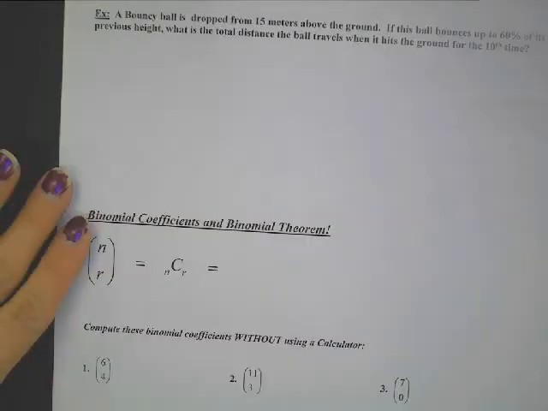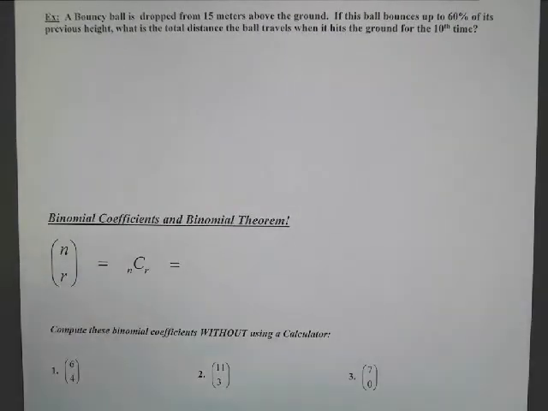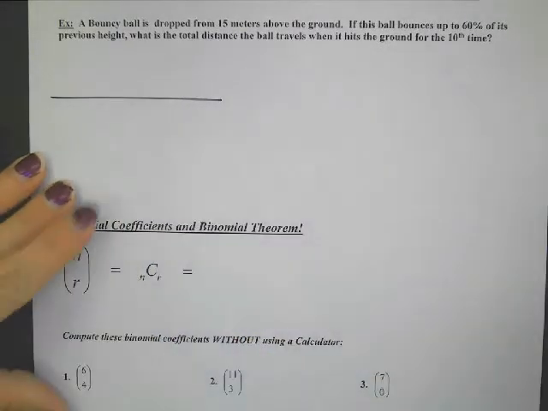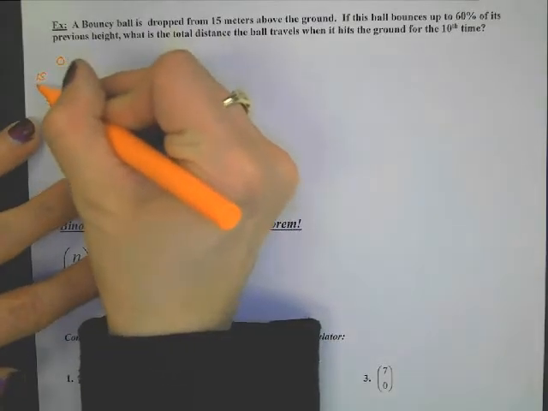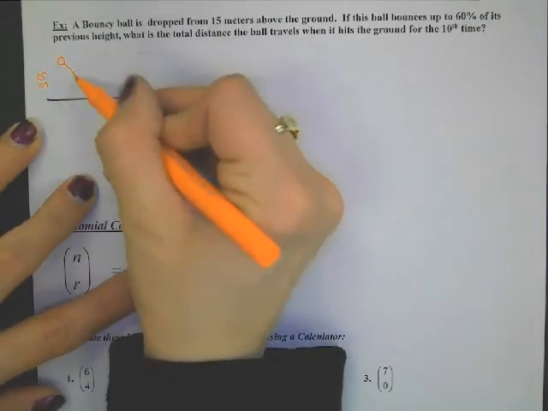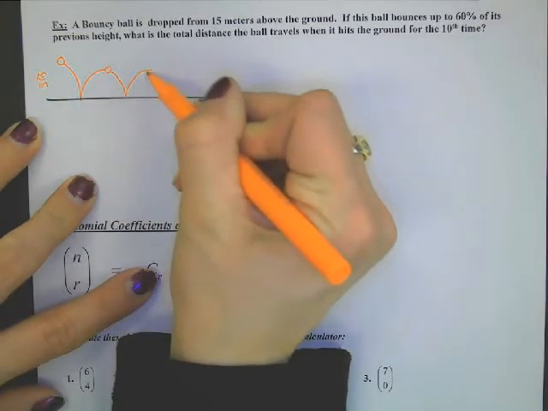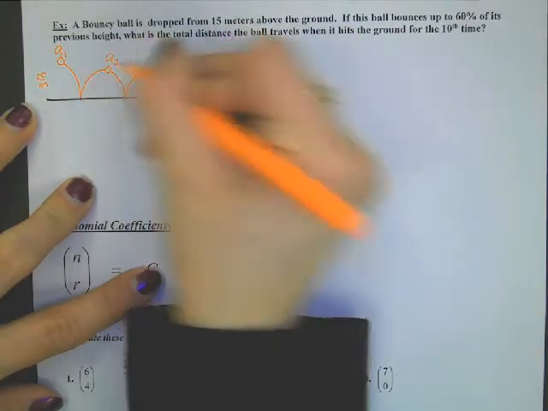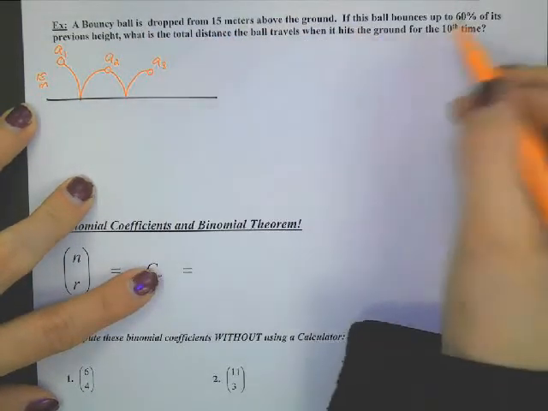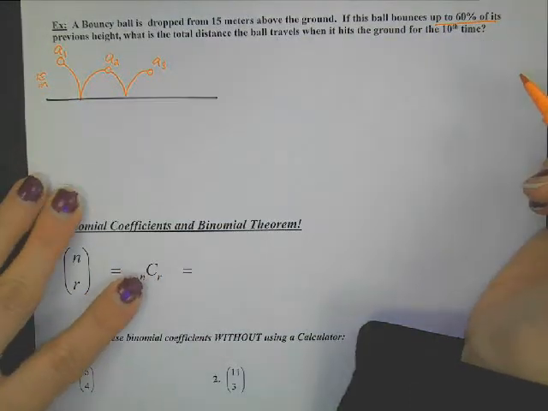Let's take a look at another one. A bouncy ball is dropped from 15 meters above the ground. So let's just get the ground and kind of get the ball going here. So it's dropped from 15 meters. Then it bounces up to the second height and the third height. So the first height is 15. The second height is going to be a little less. It bounces up to 60% of its previous height.